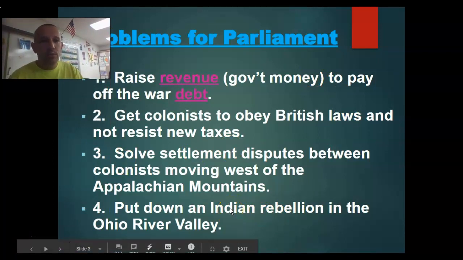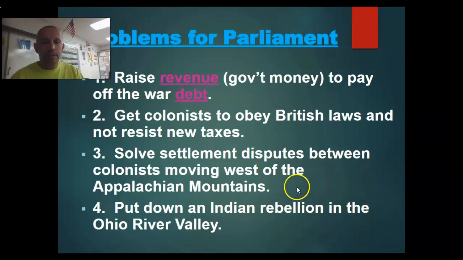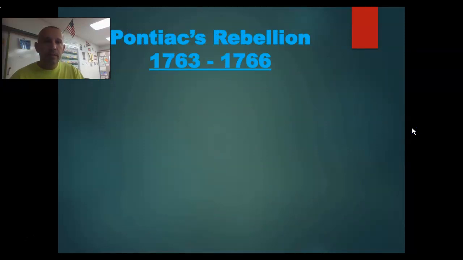So they just ended a war with the French, and now the British and the American colonists are engaged in a conflict once again in the Ohio River Valley, but this time against a Native American alliance. And this Native American chief's name was Chief Pontiac. And so this is known as Pontiac's War or Pontiac's Rebellion.